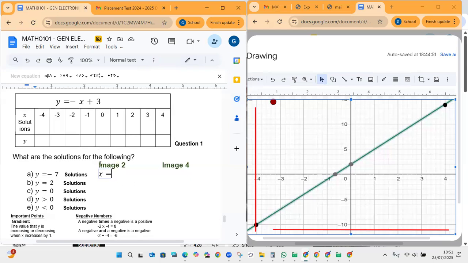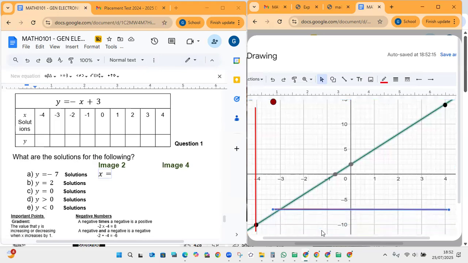So we want a number, x equals. What is the solution x when the y value is -7? That's what this question is asking. When the y value is equal to -7, what is the x solution? So you go to this graph and you look for y is equal to -7. That's on the vertical axis below the horizontal line. So this is -5, -6, -7.